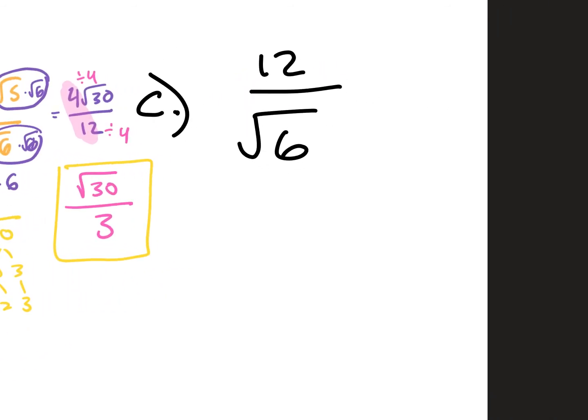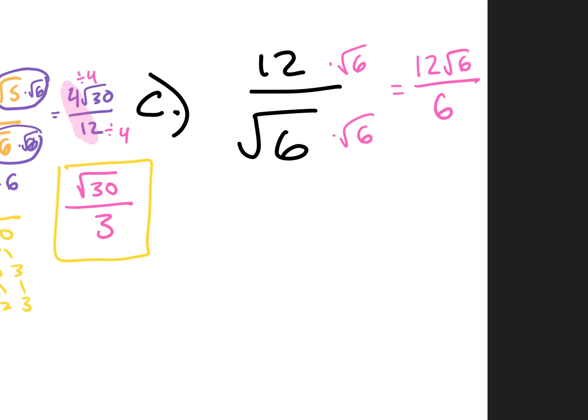All right, for C, what should I do first? Multiply what? Multiply square root 6 over square root 6. Remember, whenever you multiply to the bottom, you also have to multiply to the top. Don't forget to do it to both. What is 12 times square root 6? 12 square root 6. Awesome. And what's square root 6 times square root 6? 6. So I have 12 square root 6 over 6.